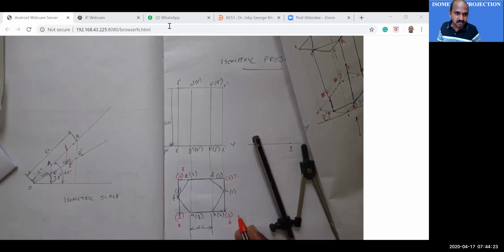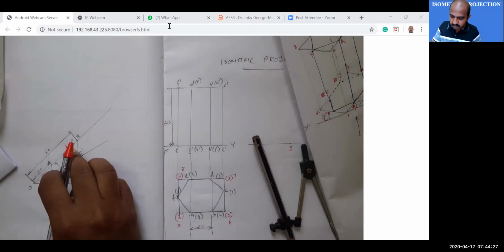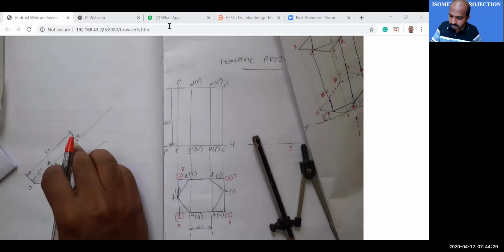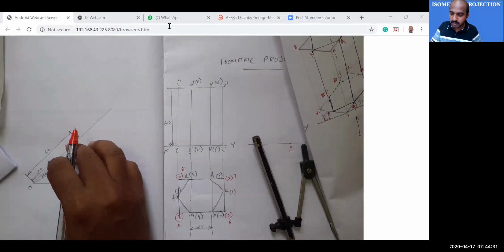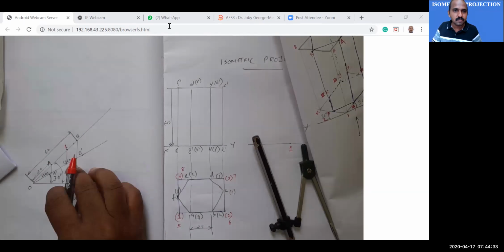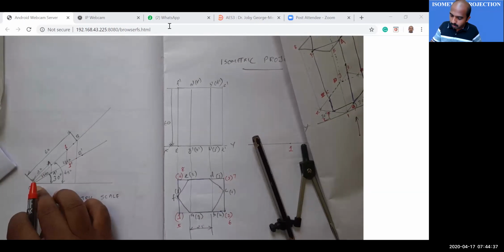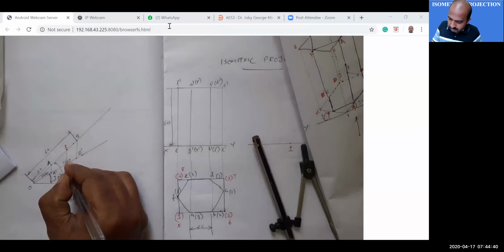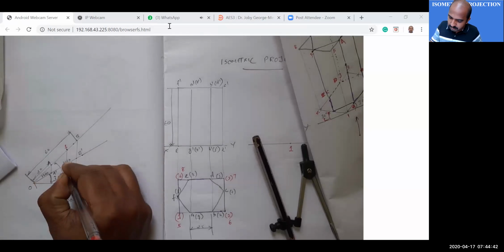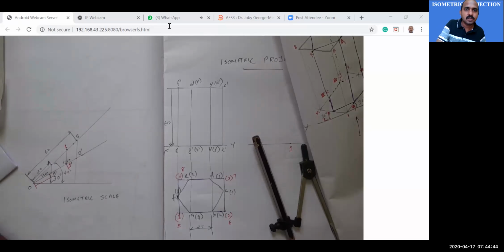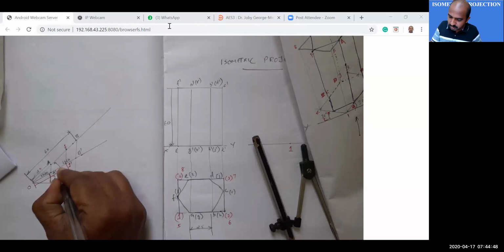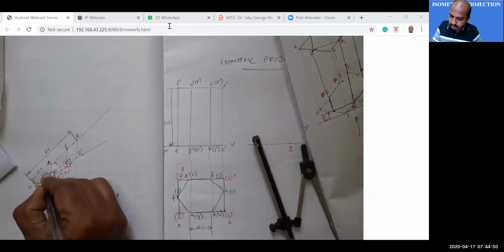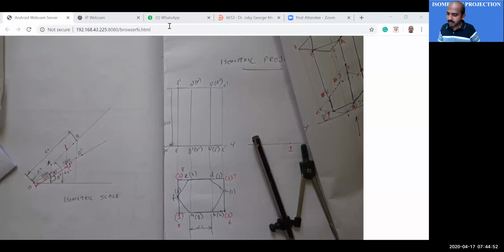If you have a confusion, one thing we can do is give the naming as 1 to 2. Then from 2, drop a perpendicular. Then O2 dash is the isometric length corresponding to 1 to 2. So here this one is the isometric length corresponding to 1 to 2. Okay. Now what do you do?